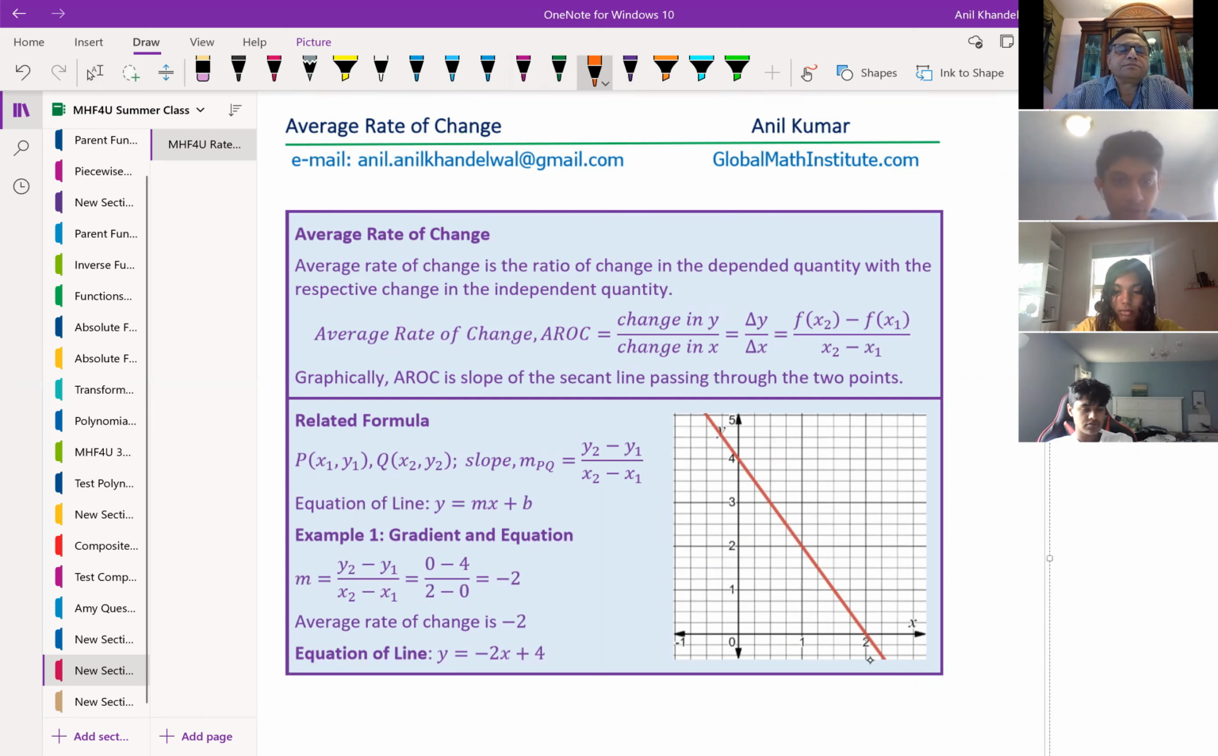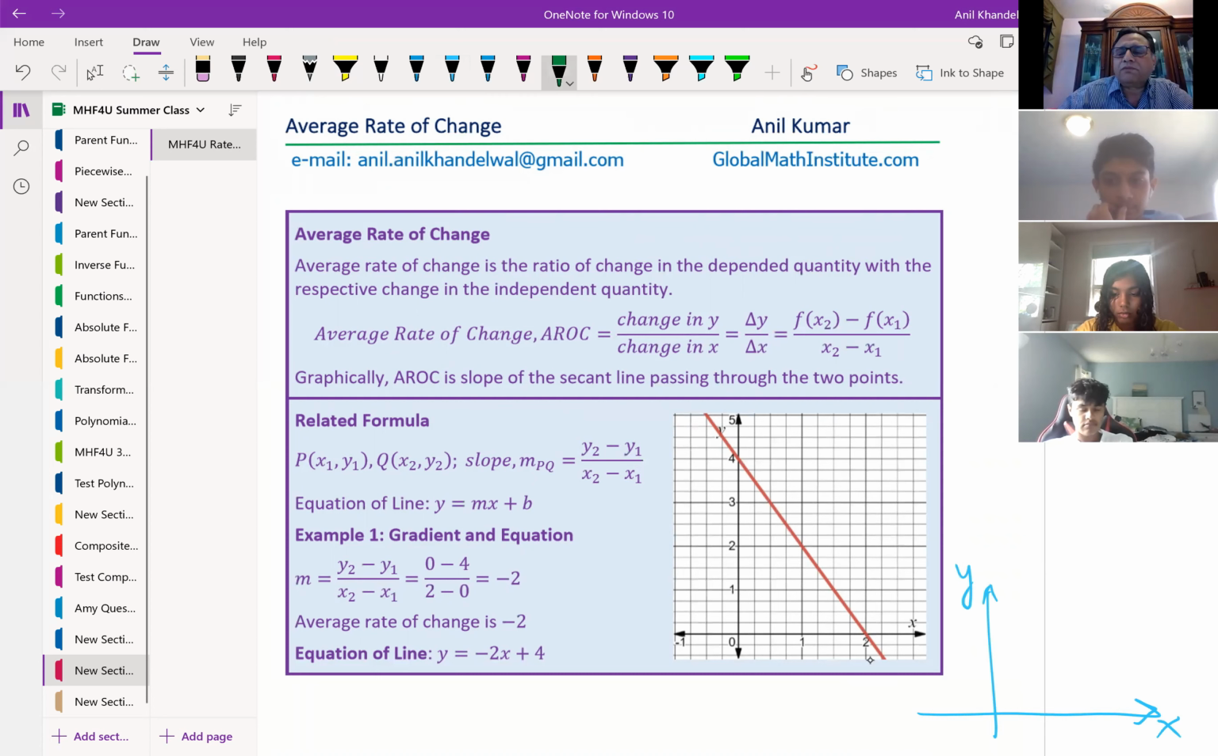So rate of change is, as Akshat is saying, gradient. Now, Akshat, can you please read what I have written as a definition of rate of change? Yes, sir. Average rate of change is the ratio of change in the dependent quantity with the respective change in the independent quantity. Correct. So basically, whenever you draw a graph, you draw the independent quantity x along the x-axis and the dependent quantity along the y-axis, correct? That is what we do.